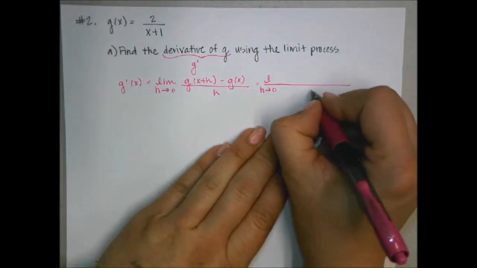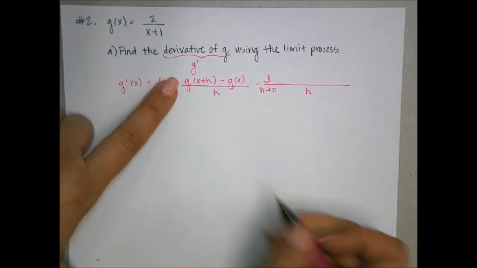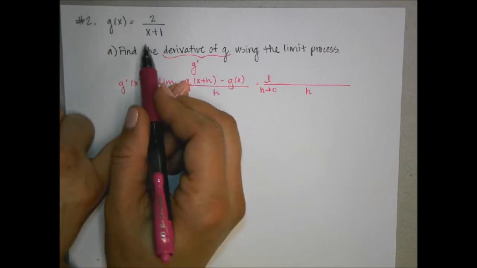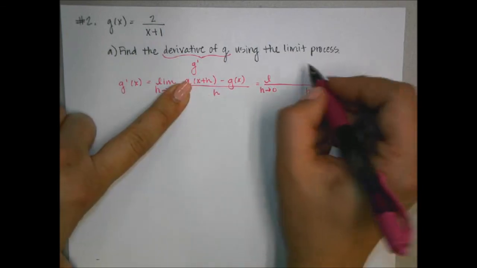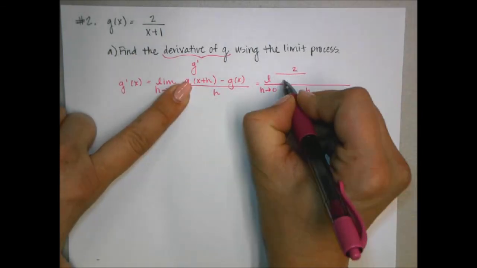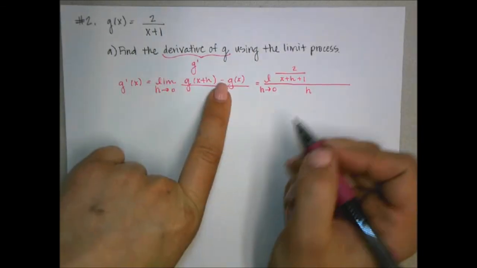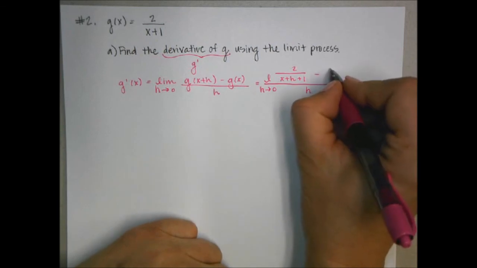On the bottom, of course, we're just dividing by h. Now on the top, g of x plus h. We want to plug x plus h in place of the x. So this will become 2 over x plus h plus 1. Then we subtract g of x, which is just our original function, 2 over x plus 1.